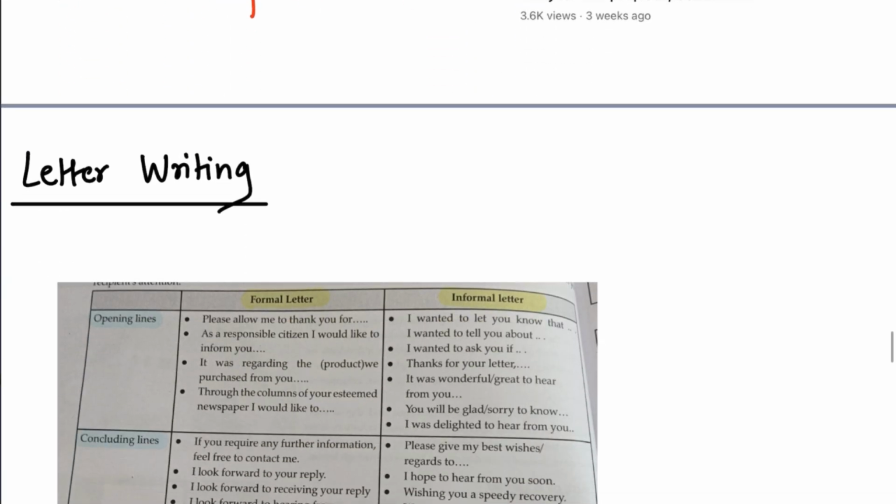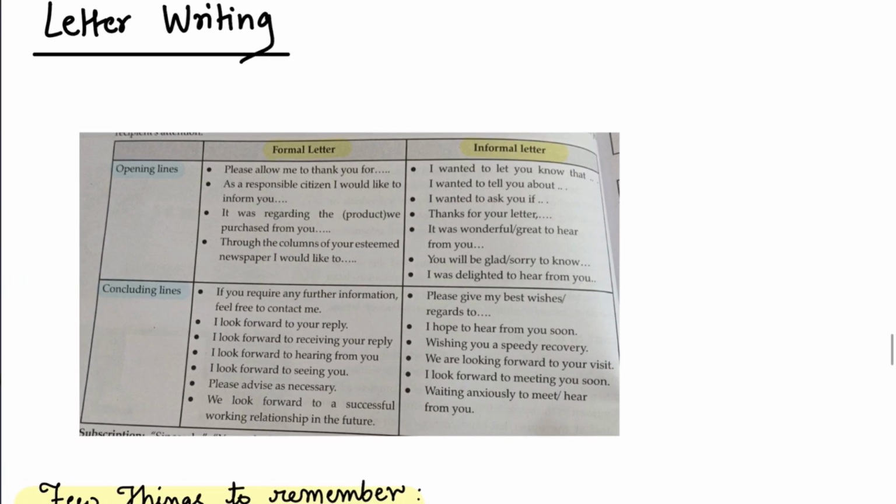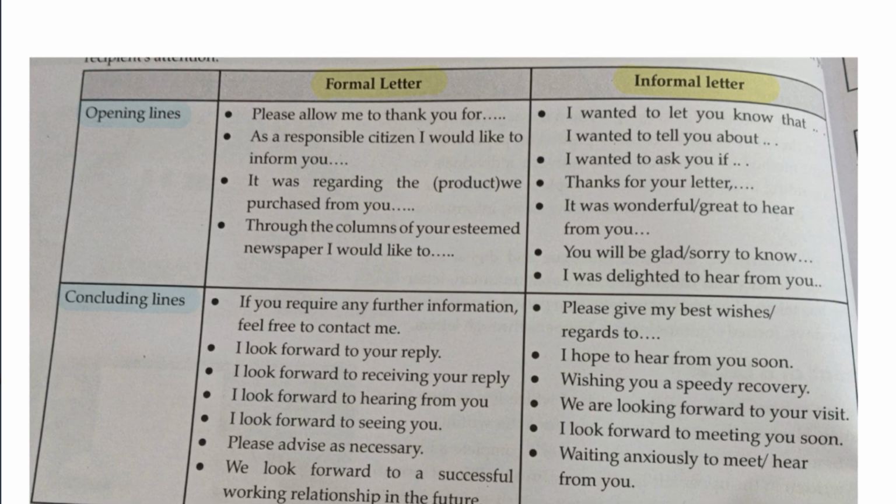Now we will move on to the letter writing. And yes, your handwriting should be legible. आप एकदम घिचपिच मत करना, उसको neat and clean रखना. There are two types of letter, formal letter and informal letter. Opening lines. These are the opening and the concluding lines that I'm talking about because you don't know how to start your letter and end it with a decent tone. So that's how you can write your opening line.